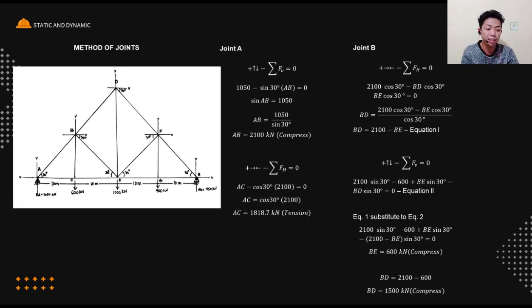Then yung sa BD naman is isa lang naman, dalawa yung natira, yung BD 2,100 minus BE. Di ba yung nakuha nating value ng BE kanina is 600, so sa-substitute lang natin yun dun sa equation 1, so magiging BD is equals to 2,100 minus 600. So, BD is equals to 1,500 kilonewton. So, positive din siya. So, tama yung assumption natin na compression siya.